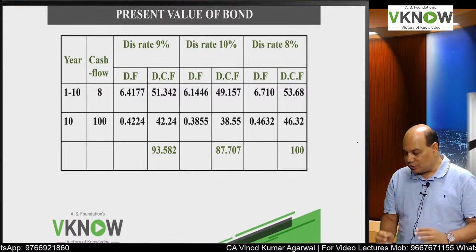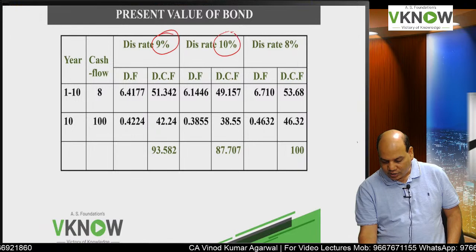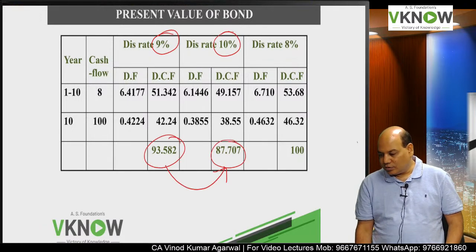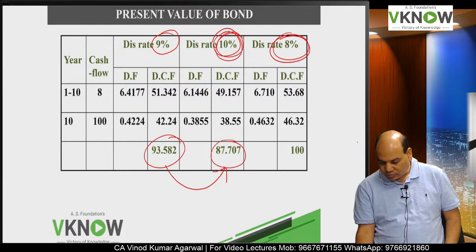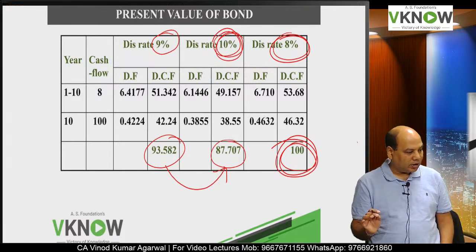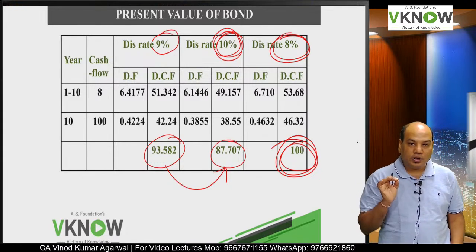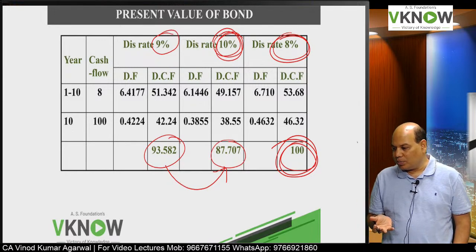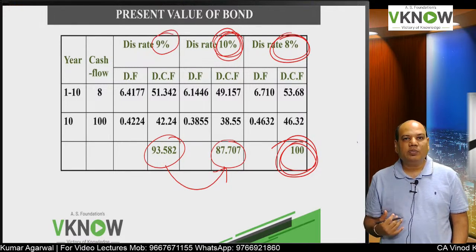Now you see the observation: when discount rate has increased, bond price has decreased. When discount rate has decreased, bond price has increased. So that proves my theorem number 1, that the price of the bond is inversely related to yield to maturity, and that is a simple thing in present value. The higher the discount rate you take, the lower will be the present value.